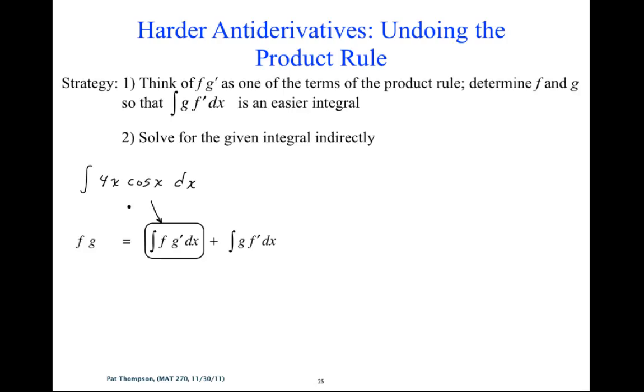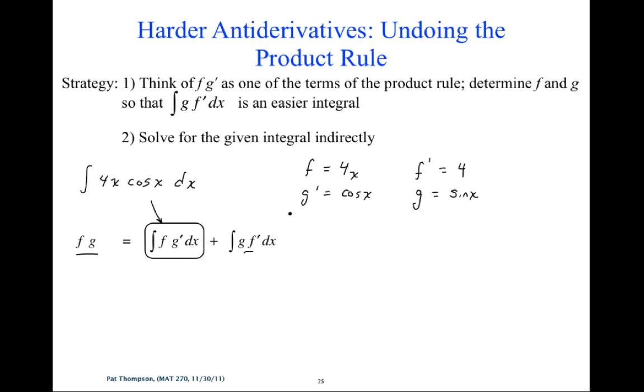Okay, so let's just match them up. Let's say f is 4x, and g prime is cosine x. So what are we going to need to complete this? We're going to need g, and we're going to need f prime, right? Because we need f, g, and f prime to do this. So what is f prime? 4. What is g? So this is like a mini antiderivative here. G would be what? Negative sine x or positive? Positive.